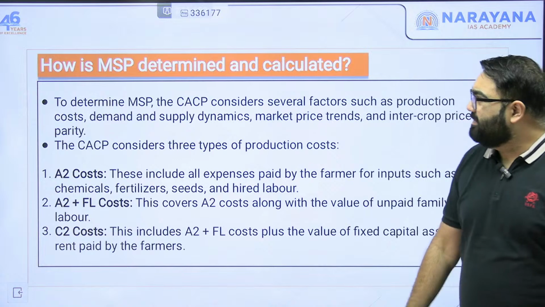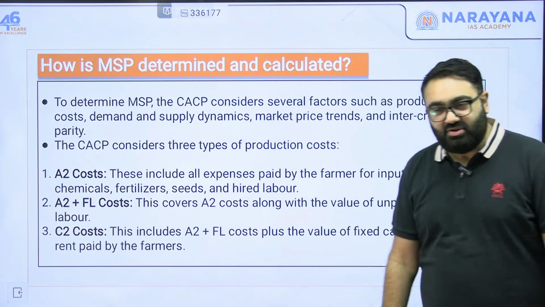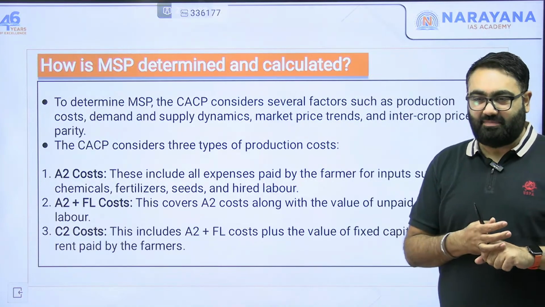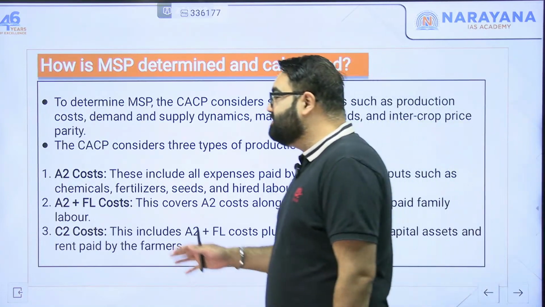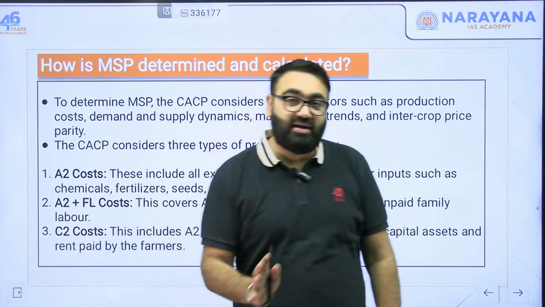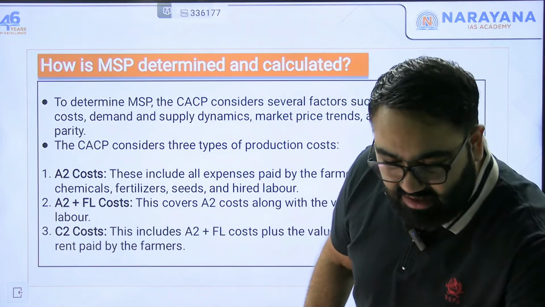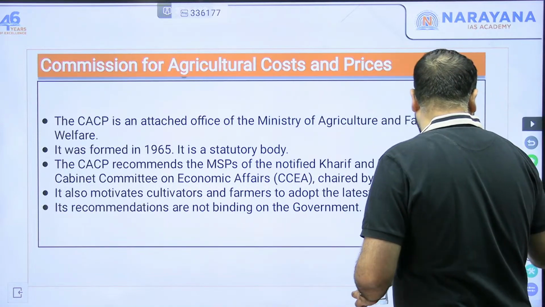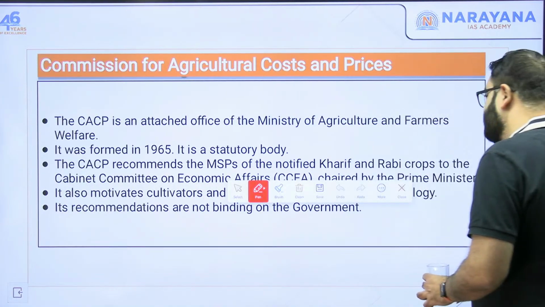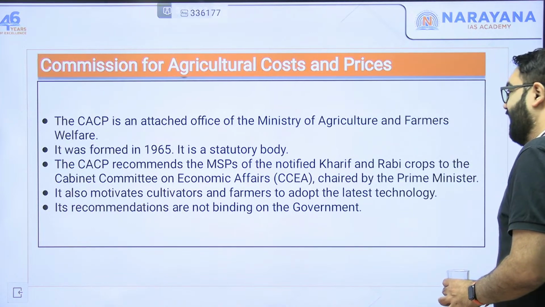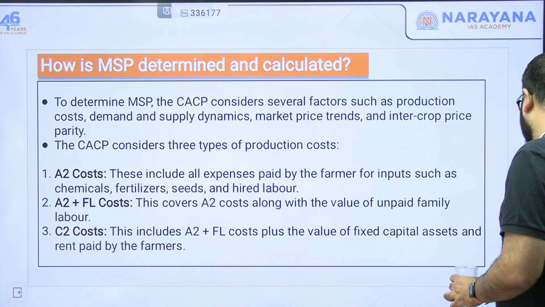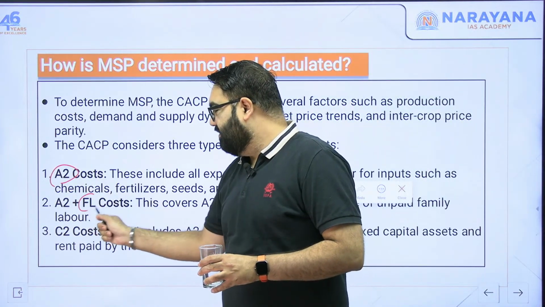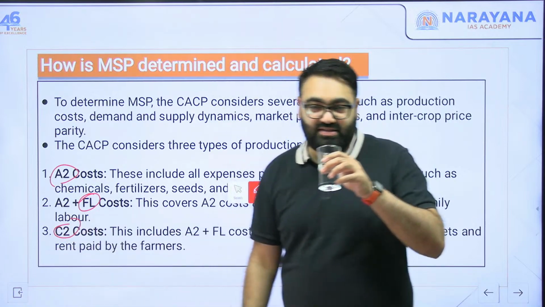Now, how is MSP determined and calculated? As I said, first of all, the agency that recommends it is the CACP. The second big problem is how is it calculated. Now, this is where it gets tricky, and this is where the farmers and the government do not see eye to eye. Now, to understand how MSP is calculated or what factors are taken into consideration, you have to understand three things here: A2, FL and C2. Now, please understand these carefully.